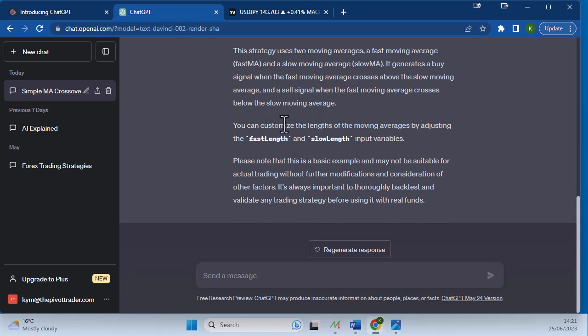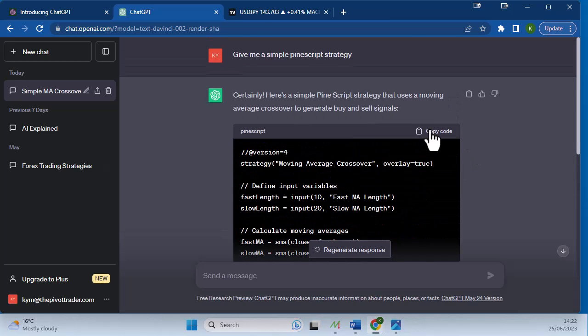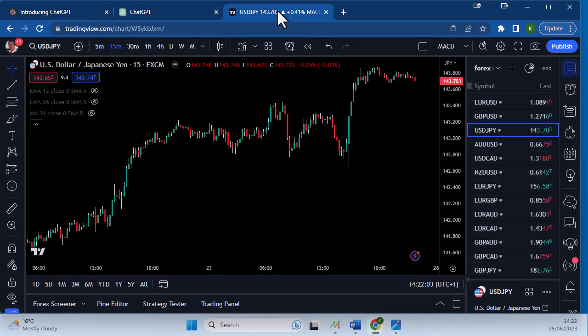It tells you what you can adjust, fast length, slow length. So again, it's using human intelligence, or suggesting you use human intelligence alongside what it's just built. So what you can do with this is you can copy this code, go to your TradingView, and then click on Pine Editor.